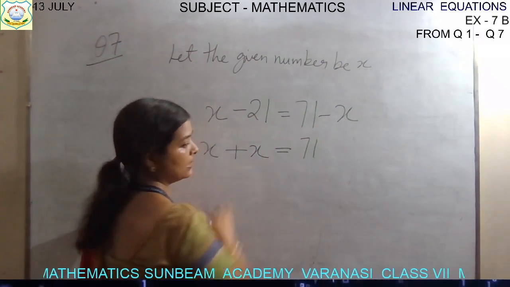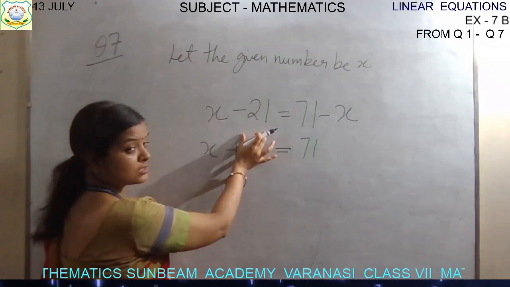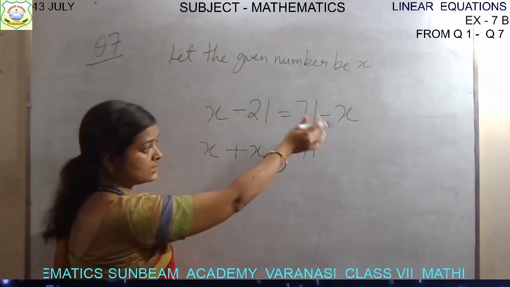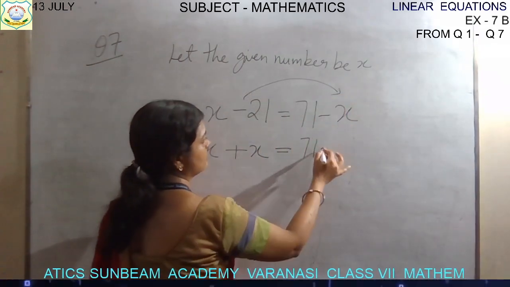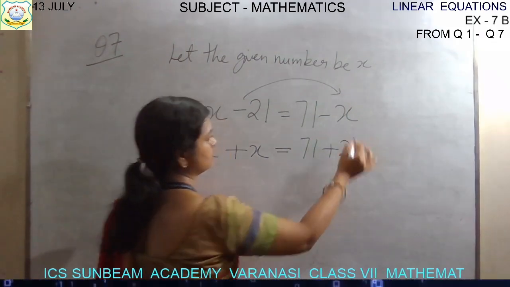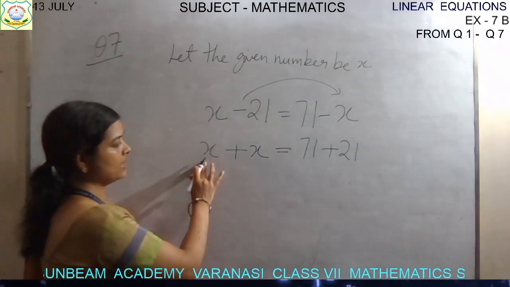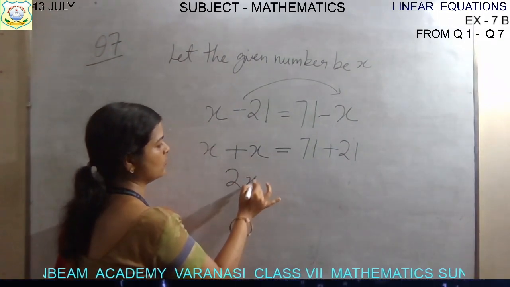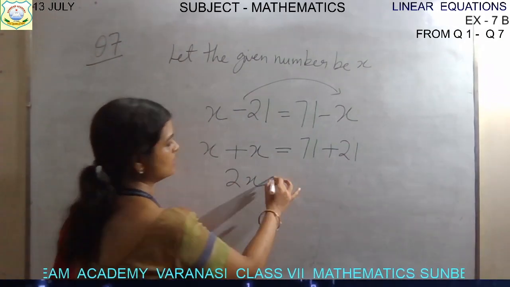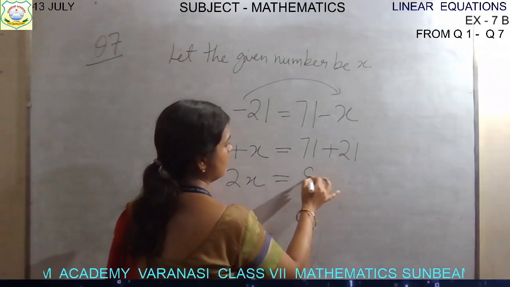So write down as it is. Minus 21 when transposed to RHS will become plus 21. Now x plus x is 2x. That is equal to how much? 92.